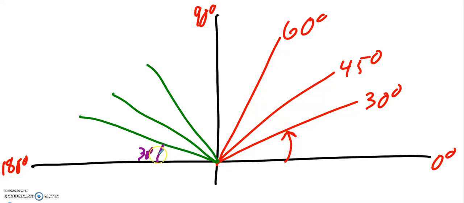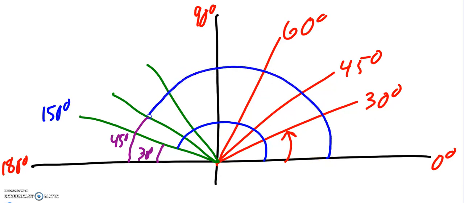Well, what if this measure here is 30 degrees? What is the counterclockwise measure from 0 degrees? Very good. That's going to be 150 degrees. And again, this angle here, that measure is 45 degrees. Well, what is the counterclockwise measure from 0? The actual angle that we write on the unit circle is 135 degrees.